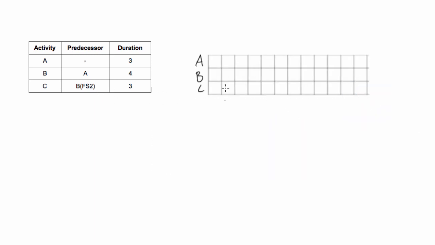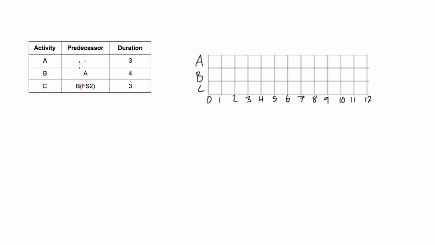And then activity C here depends on B, but its relationship is special: finish to start 2, which means that it's a regular finish to start relationship with 2 days of lag. So that means that once B finishes, you have to wait 2 days, and then C can start. So first of all, let's set up the Gantt chart. It just looks like this. And now we can add in our activities to our Gantt chart.